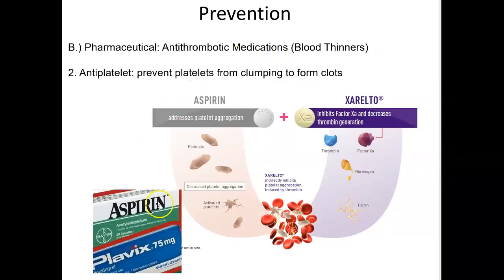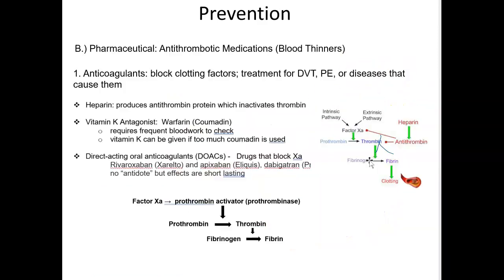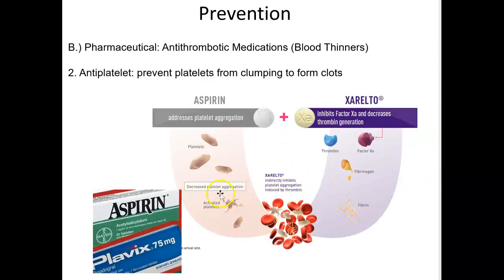Now, if we look at the antiplatelet, aspirin is the cheapest one and just as effective as Plavix, which is the medication form. These, just like they sound, are going to prevent the platelets from forming that platelet plug. This is Xarelto. This is one of your anticoagulants over here, one of your direct acting ones, and this is your antiplatelet. So they're very, very similar. They just have a slightly different mechanism.